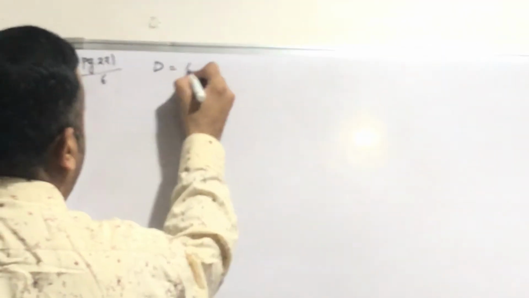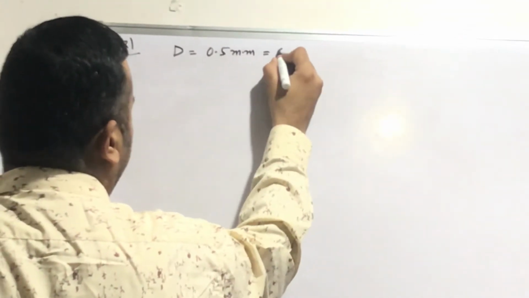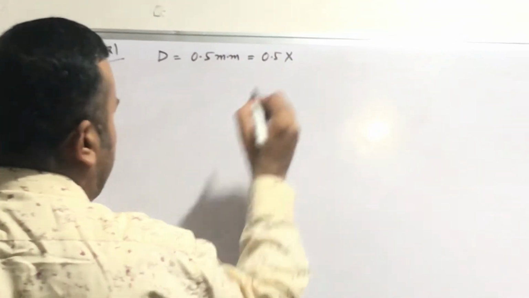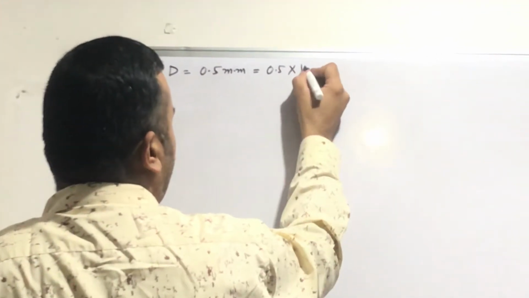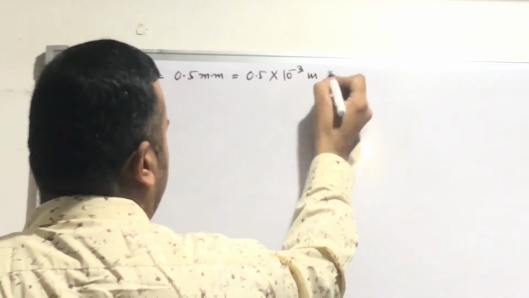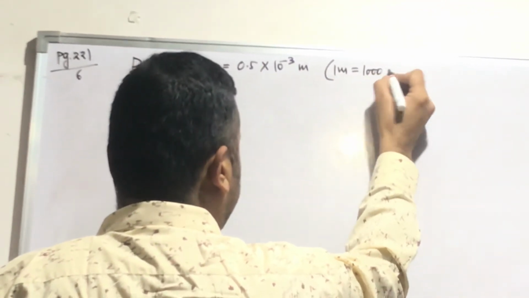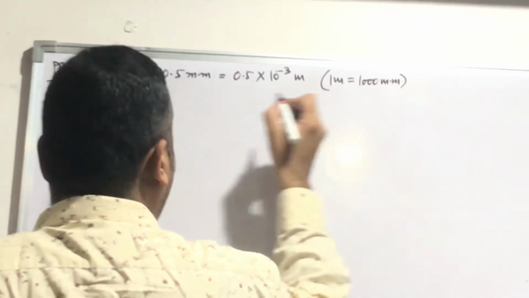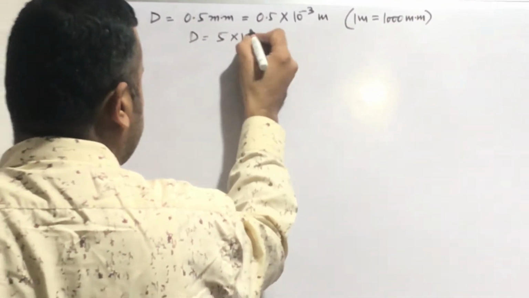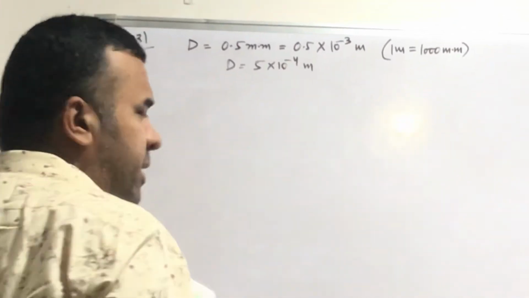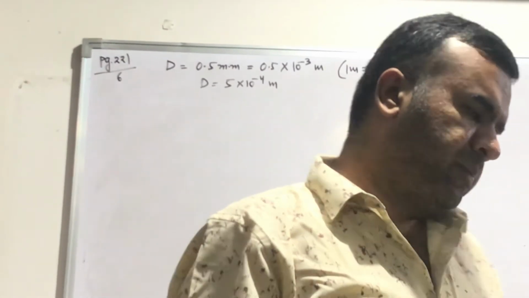But now I'll write in short form. Diameter is capital D. You have to convert millimeter into meter. You divide it by 1000. So it would be 0.5 into 10 to the power minus 3 meter, because 1 meter is equal to 1000 millimeter. Convert this into standard form. Diameter is 5 into 10 to the power minus 4 meter.